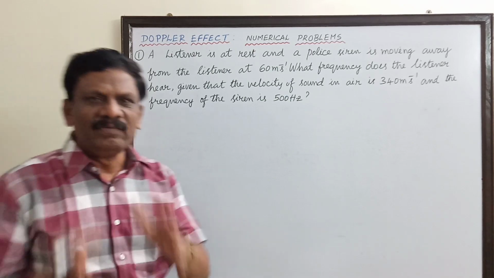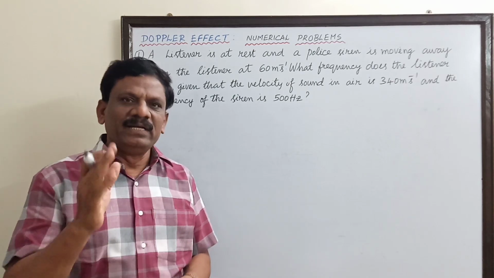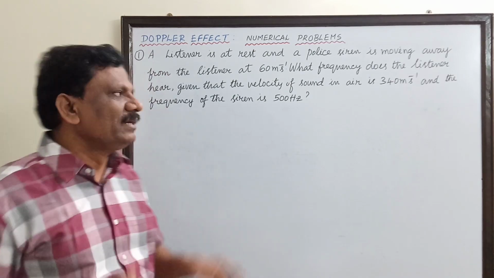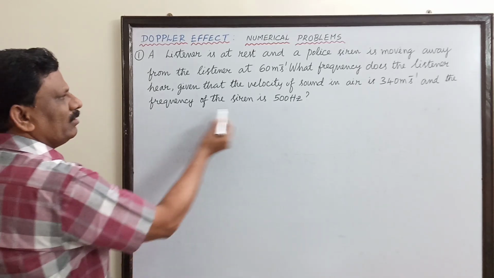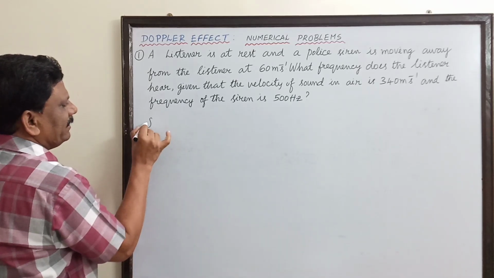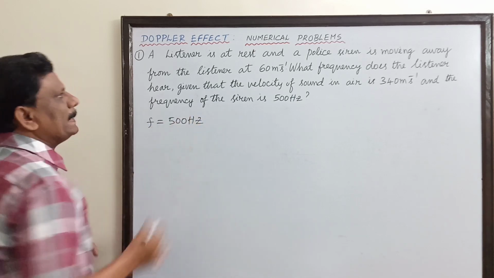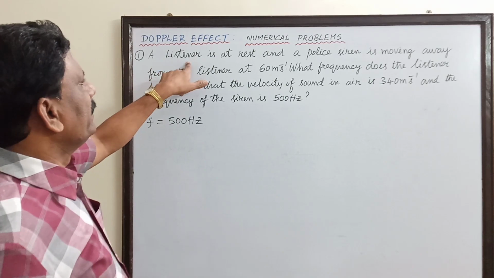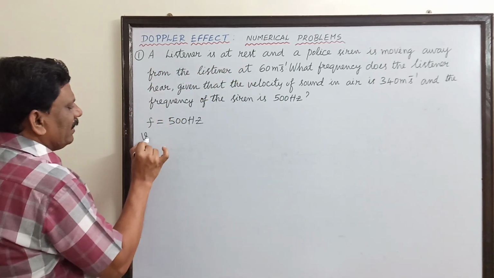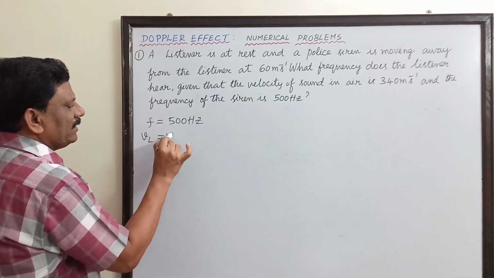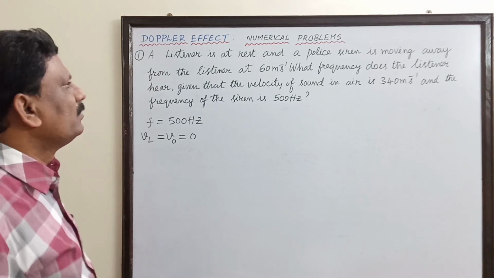So first, whenever you read any numerical problem, read till you understand and then write the given information correctly. So the actual frequency of the siren is F. So F is equal to 500 Hz is given. Then a listener is at rest is given. So the velocity of the listener, which is also the velocity of the observer, is equal to 0.